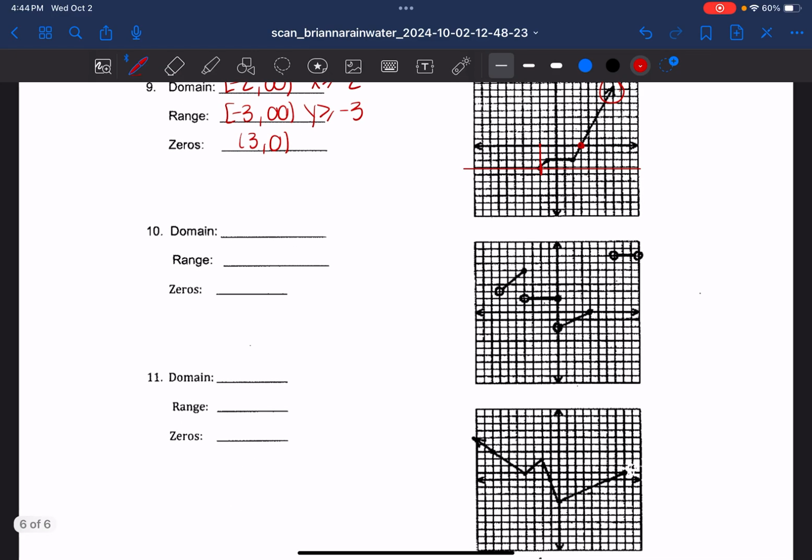For number 10, my domain starts over here at -7 and goes to this point, but this point covers it. Again, goes to this point, but this point covers it. So it doesn't stop until here, which is at 4. -7 was an open point, and 4 is a closed point. Or from -7 to 4. Okay, it picks up again at +7, at an open circle, and continues to 10, also an open circle.